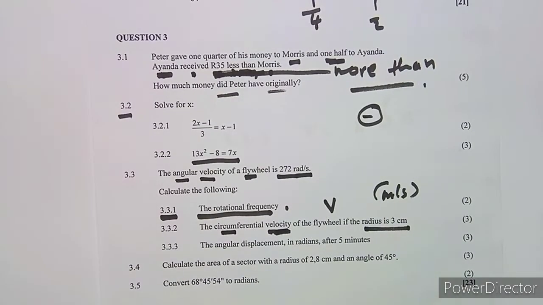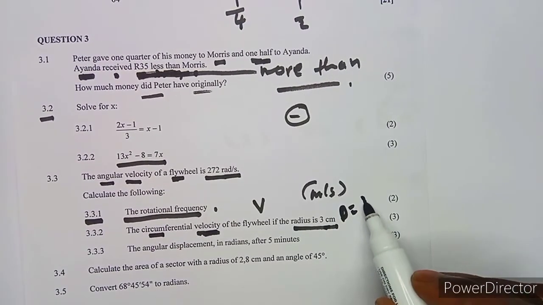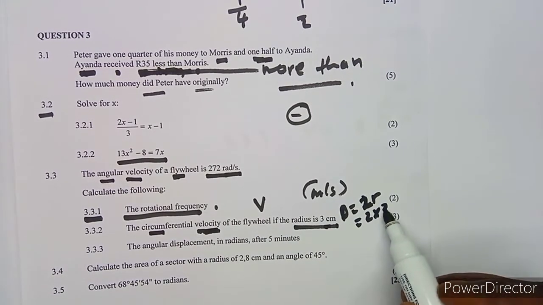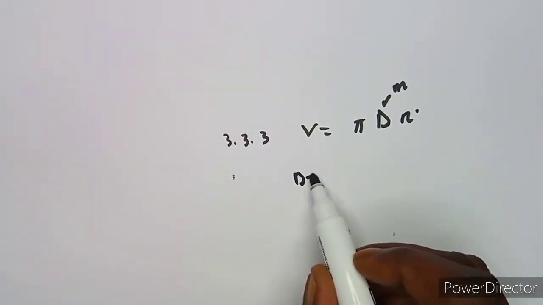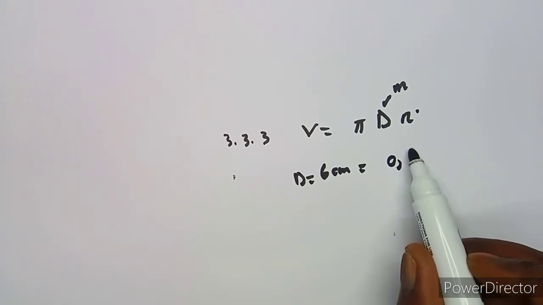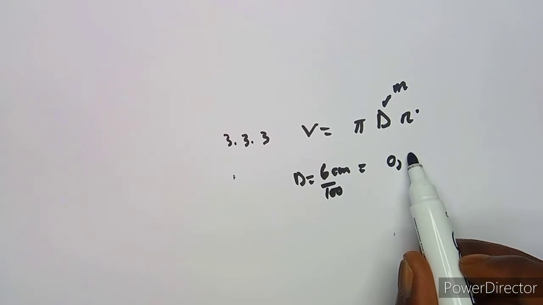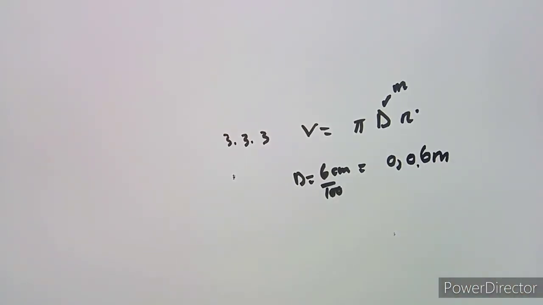All right, so we need the diameter here. So remember, we've got the radius, which is also in centimeters. So diameter is equivalent to 2r. So it's 2 times radius, which is 2 times 3, which is 6 centimeters. So we have got a diameter of 6 centimeters, which in meters, we divide by 100, which is 0.06 in meters. So make sure that you just divide properly.